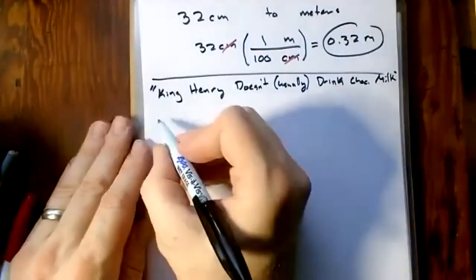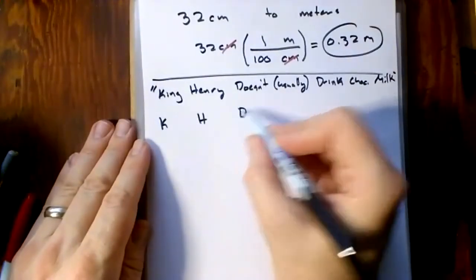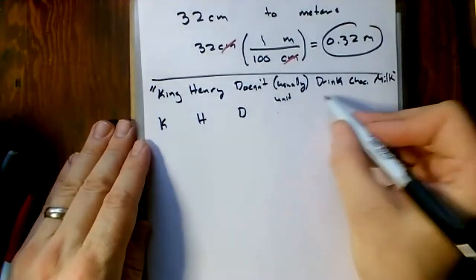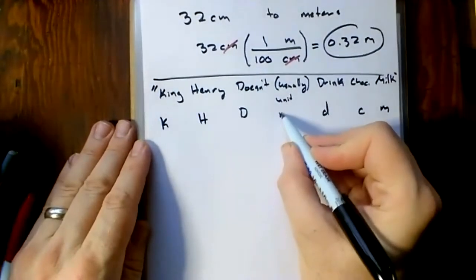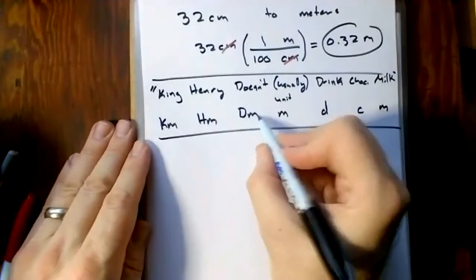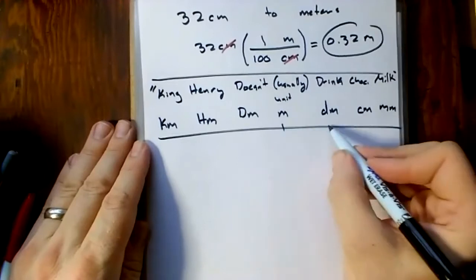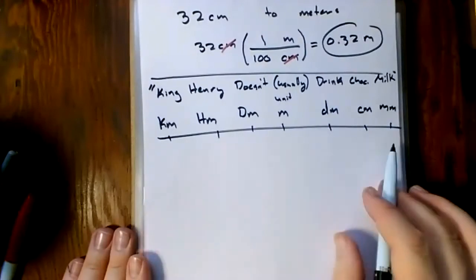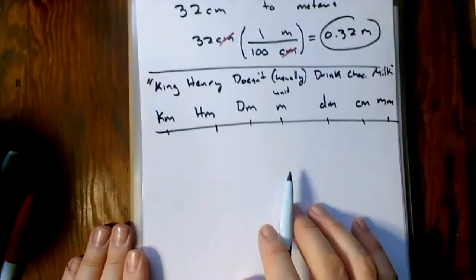But that's going to be kilo, hecto, deka, whatever our base unit is, the deci, centi, and milli. And since this is all meters, that's kilometers, hectometers, decameters, meters, decimeters, centimeters, and millimeters. And when we have this, this gives us a map for how to move our decimal points.